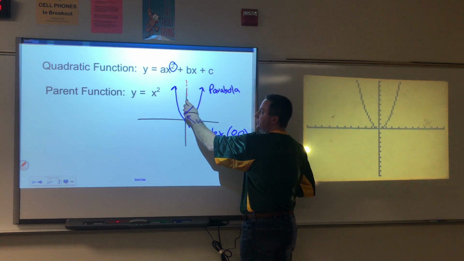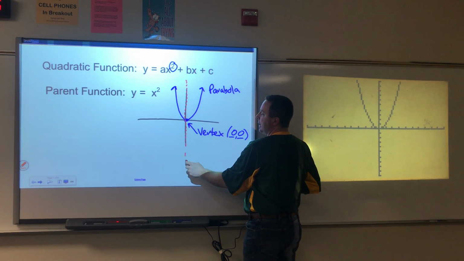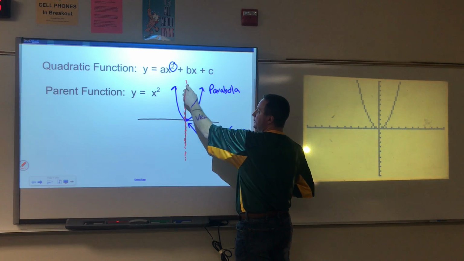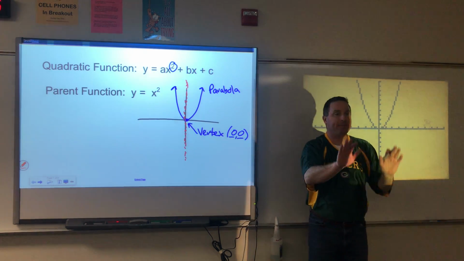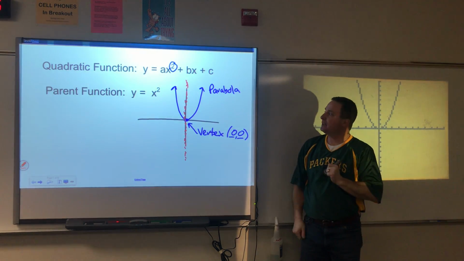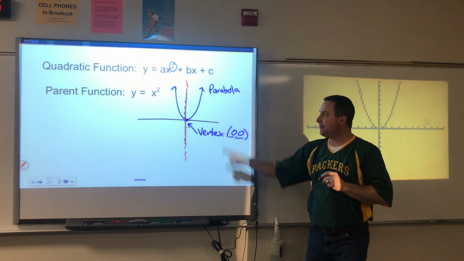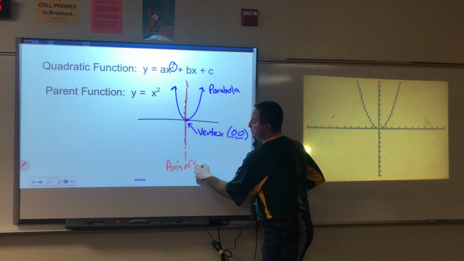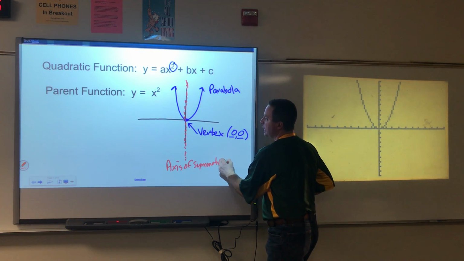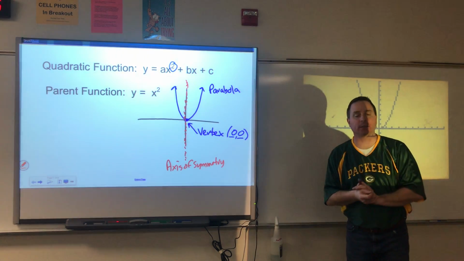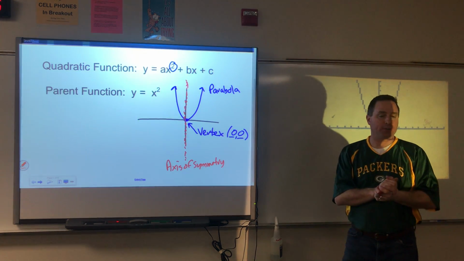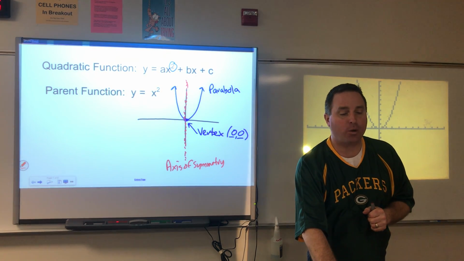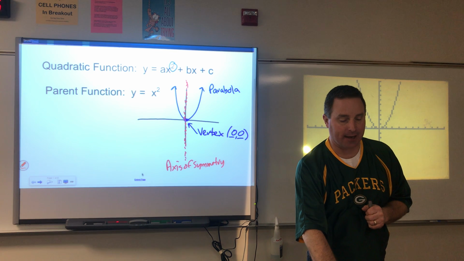Another thing about parabolas is that they have something called a line of symmetry. They're symmetrical. If you remember what symmetrical means, it means if you divide it in half and flip it over to the other side, it matches up perfectly. This is what's called the axis of symmetry, the line that cuts it in half through the middle of it. They're going to ask us to find the equation for that axis of symmetry today.